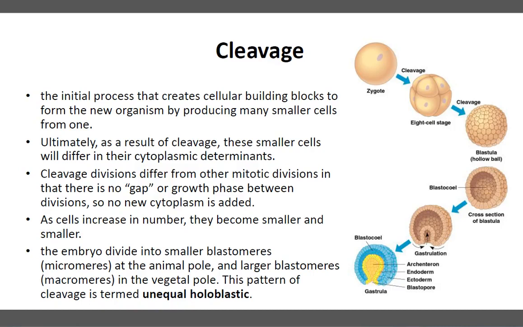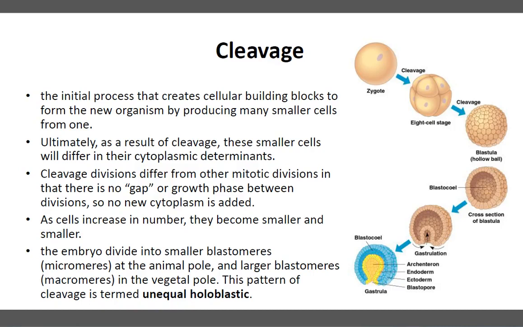So ultimately, as a result of cleavage, these smaller cells will differ in their cytoplasmic determinants. Cleavage division differs from other mitotic division in that there's no gap, so no growth phase between divisions. So no new cytoplasm is added. But of course, your genetic material should duplicate. Otherwise, you will end up with less than complete genetic material in the succeeding cells. So as the cells increase in number, they become smaller and smaller, and the embryo divides into smaller blastomeres.